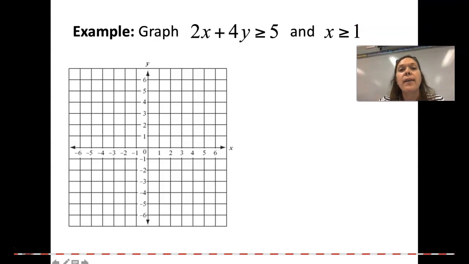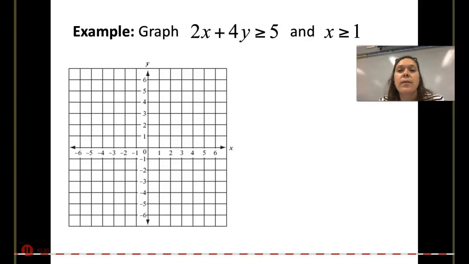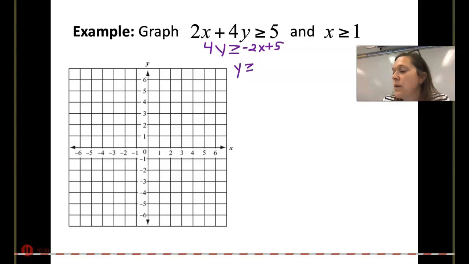Okay, so intersection, where are my inequalities intersecting, is what we should be thinking about here. All right, so we have to graph the inequality 2x plus 4y is greater than or equal to 5, and the inequality x is greater than or equal to 1. All right, so let's go ahead and graph. The first one's written in standard form, so we could find x and y intercepts if you want, or if you want to solve it out, that would get us 4y is greater than or equal to negative 2x plus 5, dividing by 4, y is greater than or equal to negative 1/2 x plus 5/4.